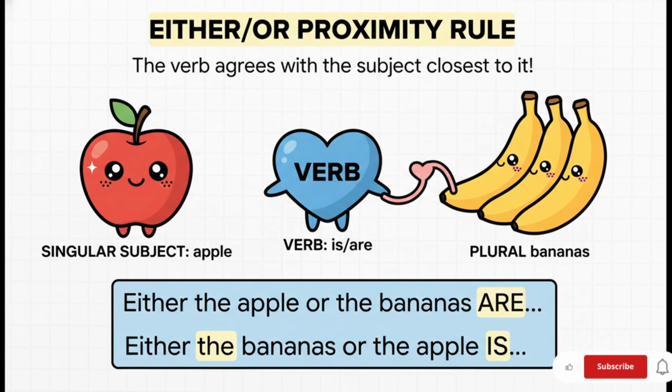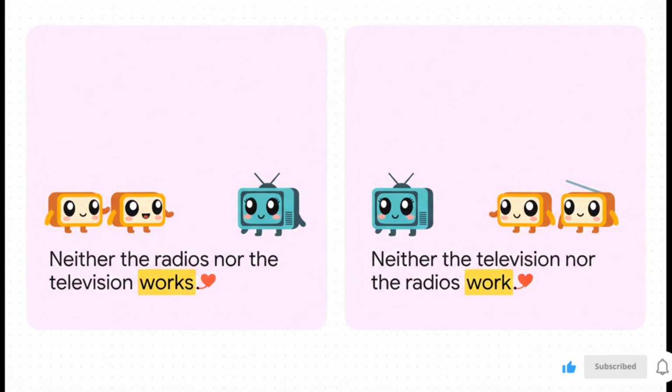And for our last challenge, we have pairs like either or and neither nor. When you use these to connect a singular and a plural subject, which one does the verb agree with? Well, the rule is actually pretty simple. It all comes down to what's closer. This slide shows it perfectly.